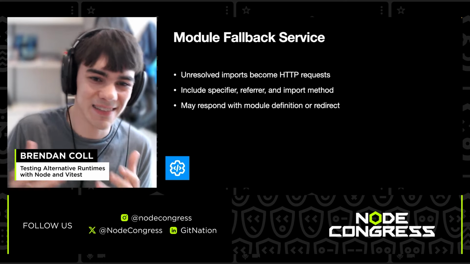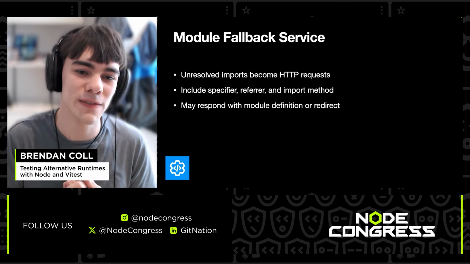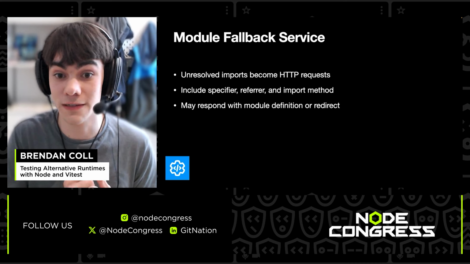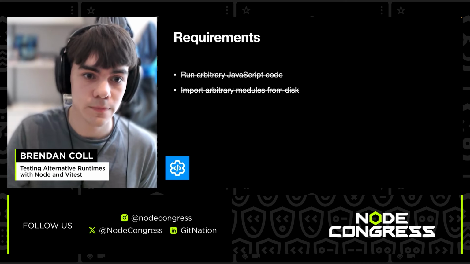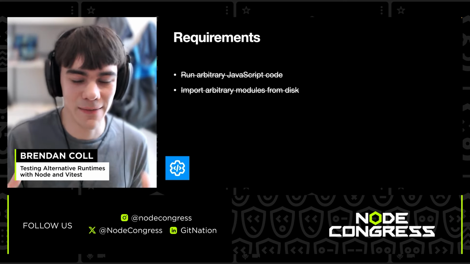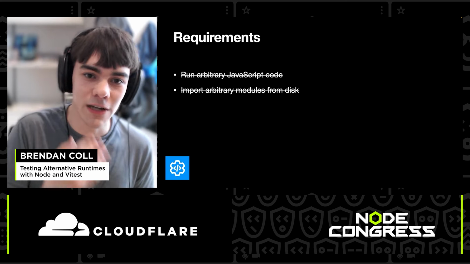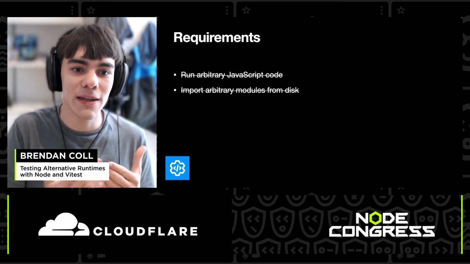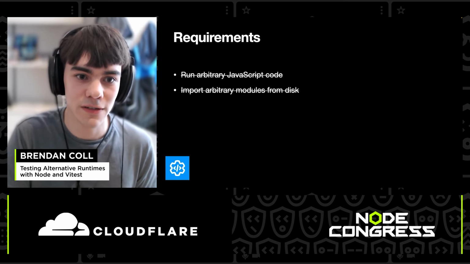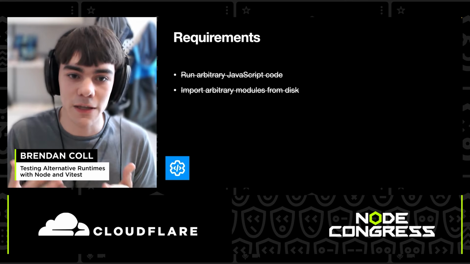Our implementation instead implements Node-like resolution with support for automatically detecting named exports in CommonJS modules like Node. And with that, we have everything we need for dynamic code evaluation. We can run arbitrary code with unsafe eval bindings, and we can import arbitrary modules with the module fallback service. These features enable many other use cases for us.